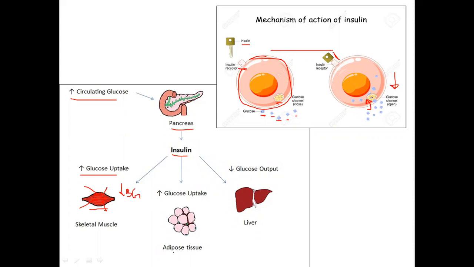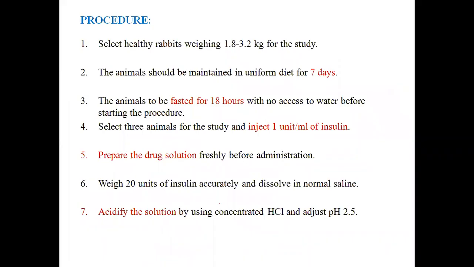Second, in adipose tissue, again there will be an increase in glucose uptake. Increase in glucose uptake means increase in glucose absorption. Third one is decrease in glucose output. The output will be decreased. Output means synthesis of glucose from the liver. So by all these three mechanisms, the blood glucose is going to reduce. So this is the mechanism of insulin.